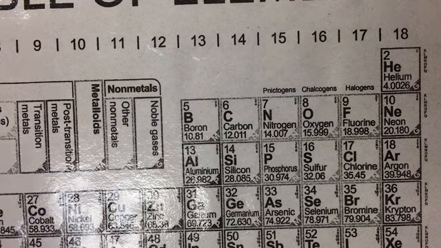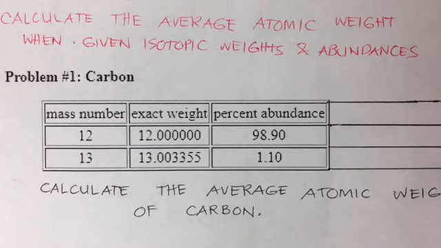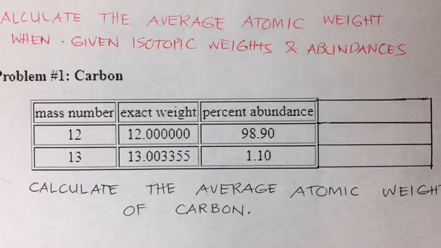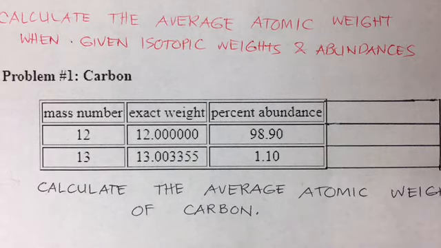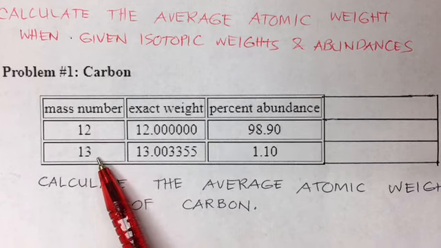Now in this video, we're gonna learn how to calculate for this average atomic masses given the percent abundance of every isotope and of course the exact weight of every isotope. So here on your screen you see problem 1 for carbon element. So carbon has two isotopes. You have carbon 12 and carbon 13.